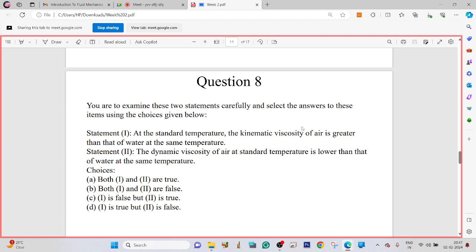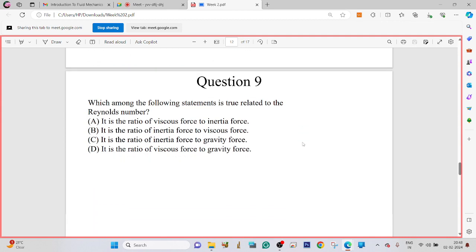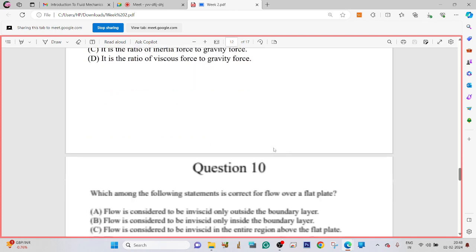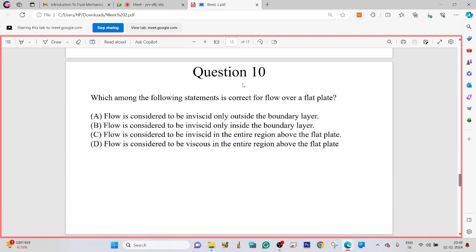Next question is, which among the following statements is true related to Reynolds number? Reynolds number is the ratio of which of the forces? B. Yeah, correct. Next question. Which among the following statements is correct for the flow over a flat plate? Flow is considered to be inviscid only outside, or only inside, or in the entire region above the flat plate?